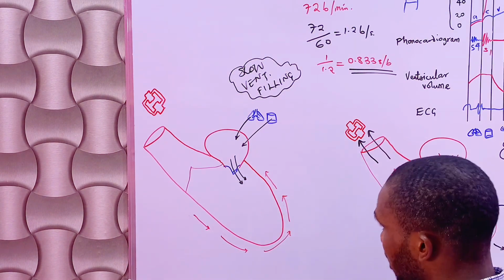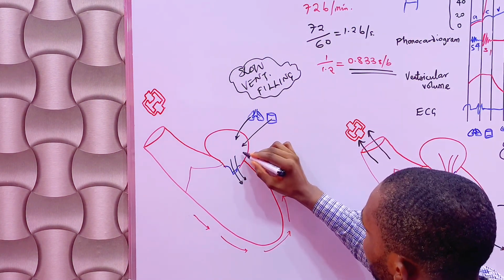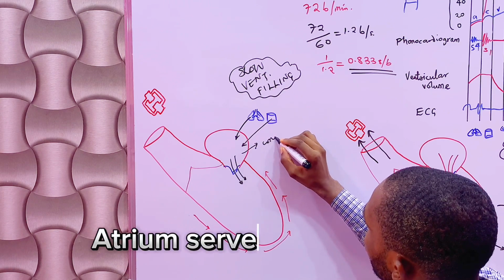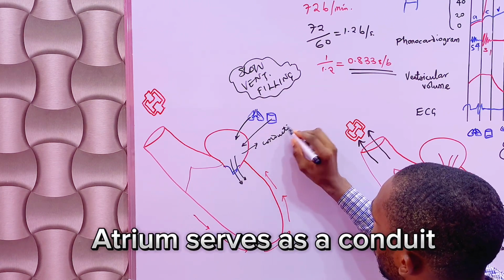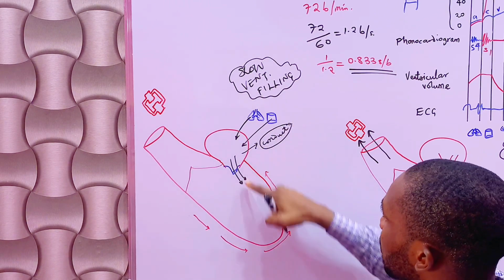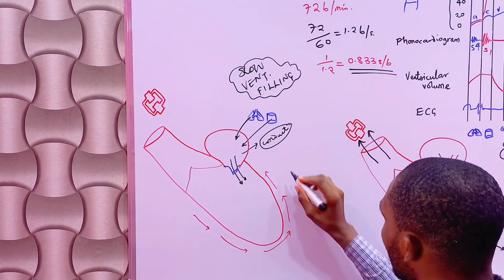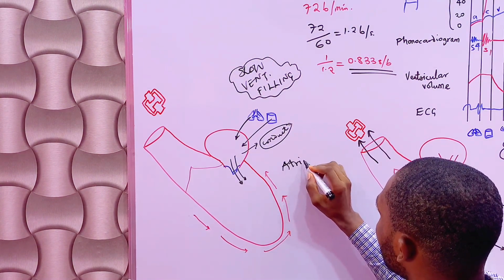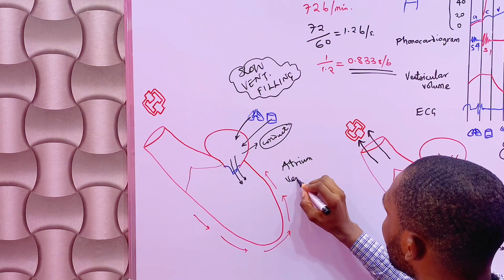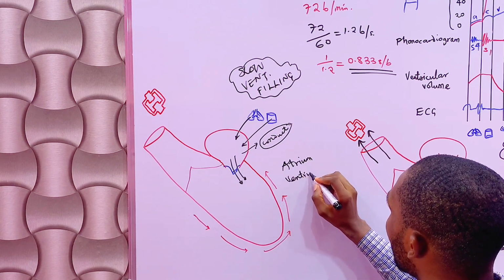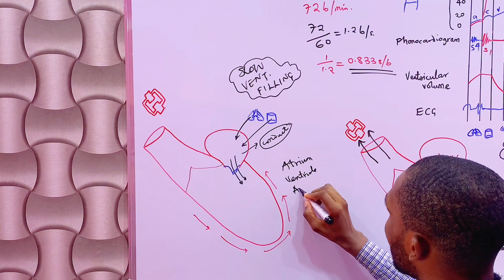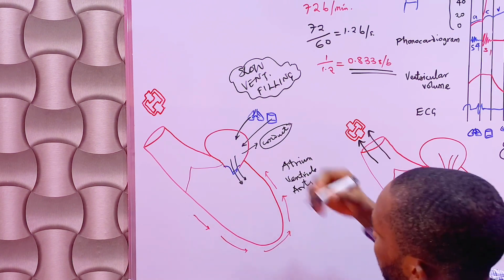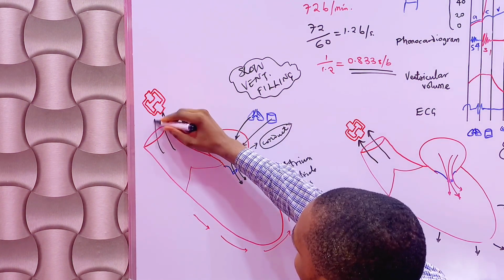Now, the atrium just serves as what? Something like a conduit for blood to just flow directly from the veins into the what? Ventricle, right? So we have our atrium over here, then ventricle, aorta. So for the aorta, you know that it's still feeding its children, right?